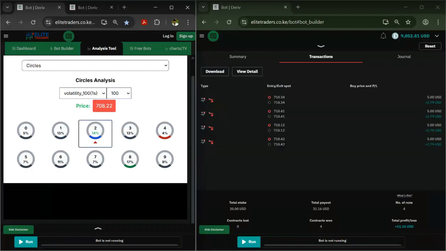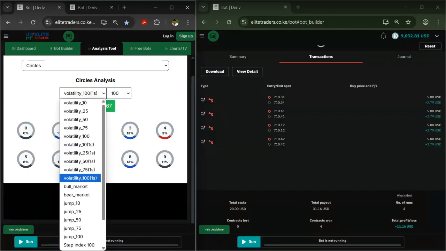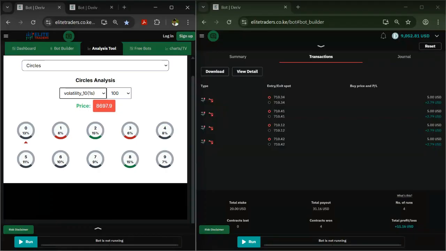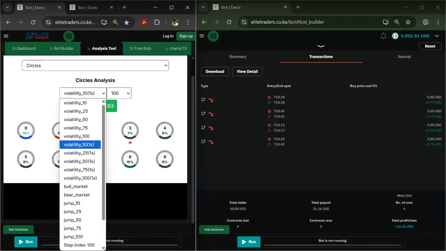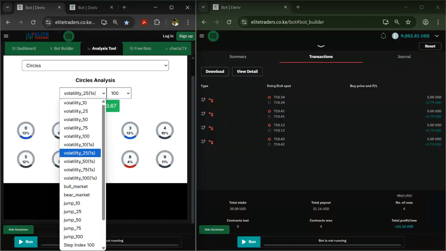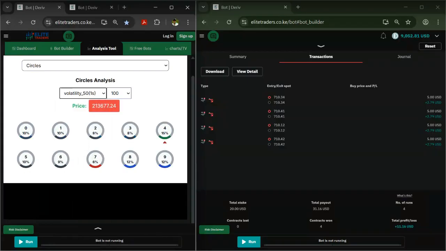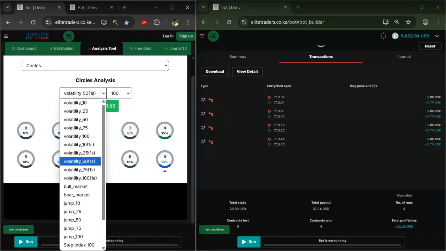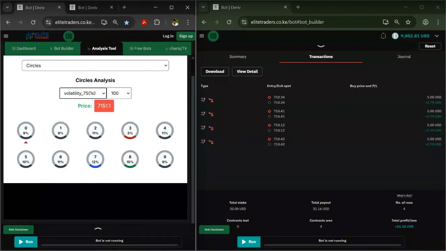So niliweka hiyo bar so that you can easily identify it in case you are trading. You can easily spot it in case you are trading matches. So for example, if I switch to a volatility like 10-1s, let me see. The reason why you can actually switch these ticks was specifically for these circles, because of the matches. When you are trading the matches, you can easily spot the digit.